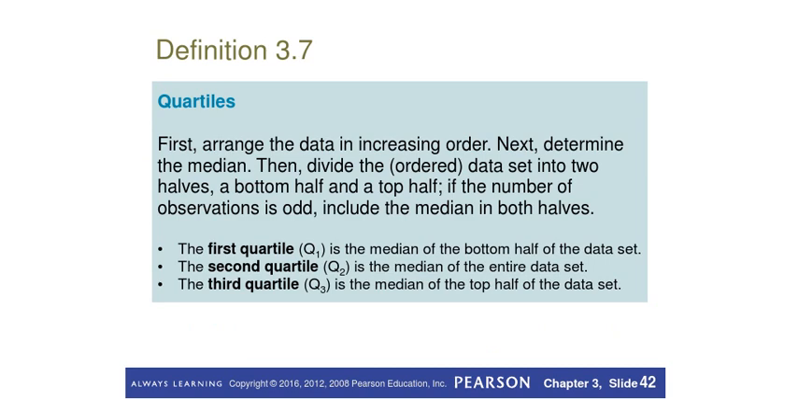The way we would get a quartile by hand is if we have our data set, we arrange that data set in increasing order and then determine the median. Then divide the data set into two halves, and the median of the bottom half and the median of the top half form our quartiles. So the first quartile is the median of the bottom half. The second quartile is our median overall. And the third quartile is the median of our top half.